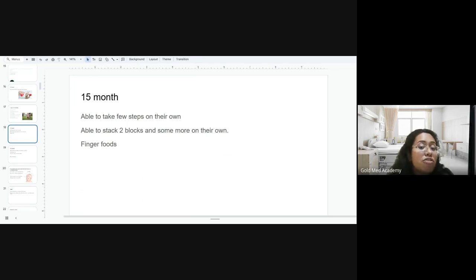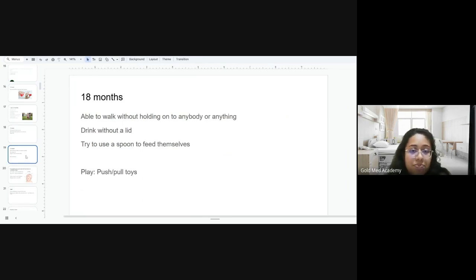They're able to stack 2 blocks and some more on their own. So they're able to pick up 2 big blocks. They're able to stack it. And this is where we also start seeing them having a lot more finger foods and things like that at this age point. Okay. At 18 months, remember, generally is 1 year and 6 months.